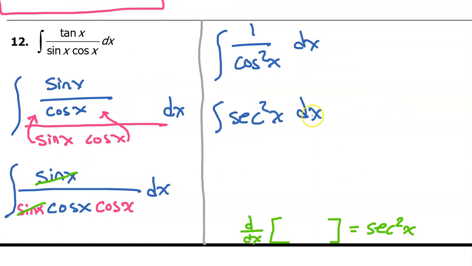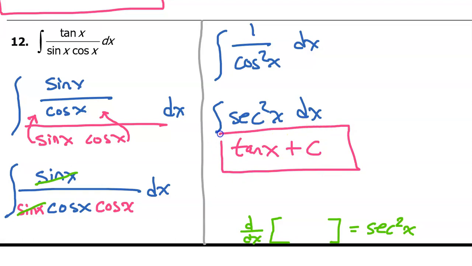As you do this integral, you should be asking yourself, the derivative of what is secant squared? And we know the derivative of tangent is secant squared. So that means tangent is the answer. Of course, we must include the constant of integration, but this is the answer.